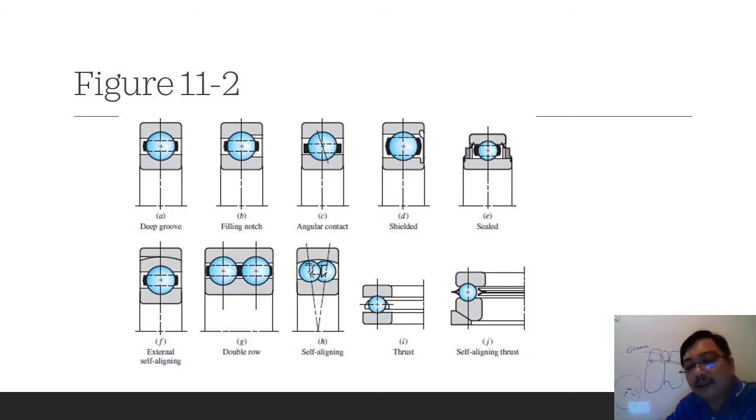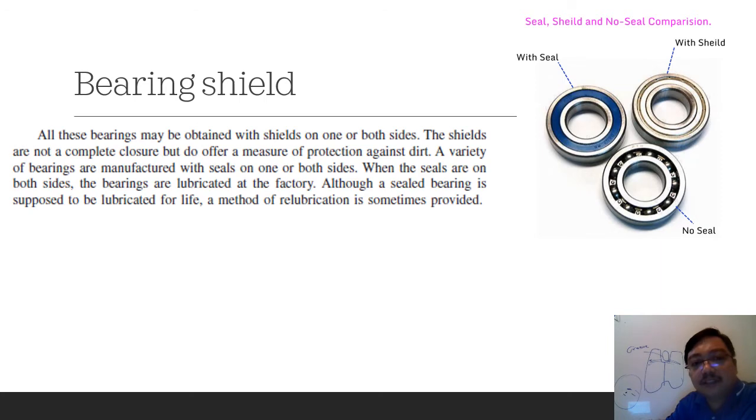If you understand the deep groove bearing, you will understand all other bearings, how to calculate and everything. Okay, this is the bearing shield. Some of the bearings have a shield. The shield protects the bearing from elements such as dust, oil, sand.